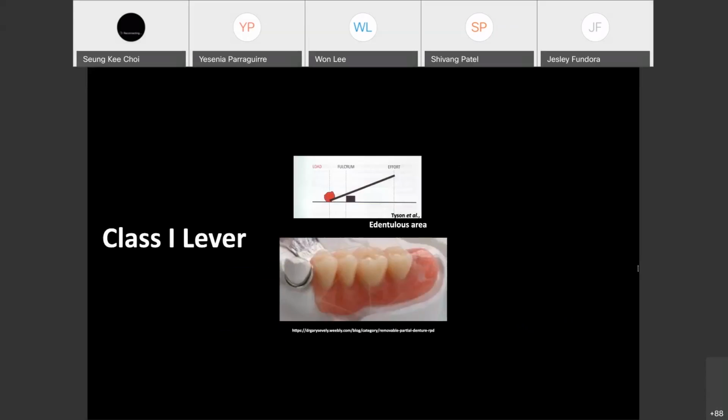Let's look at class 1 lever specifically. I try to rearrange these pictures so that they're almost lining up. Effort, as I mentioned, is the edentulous area. Okay.